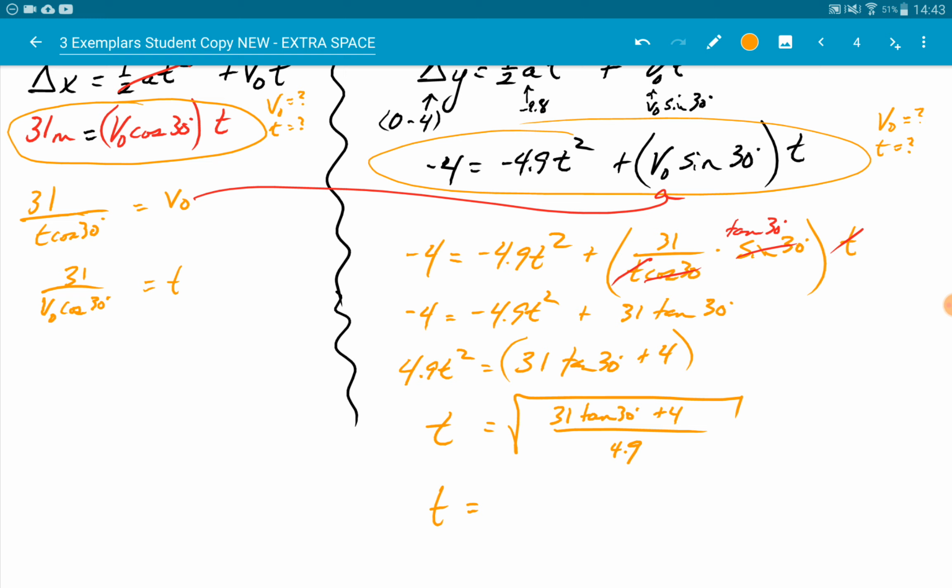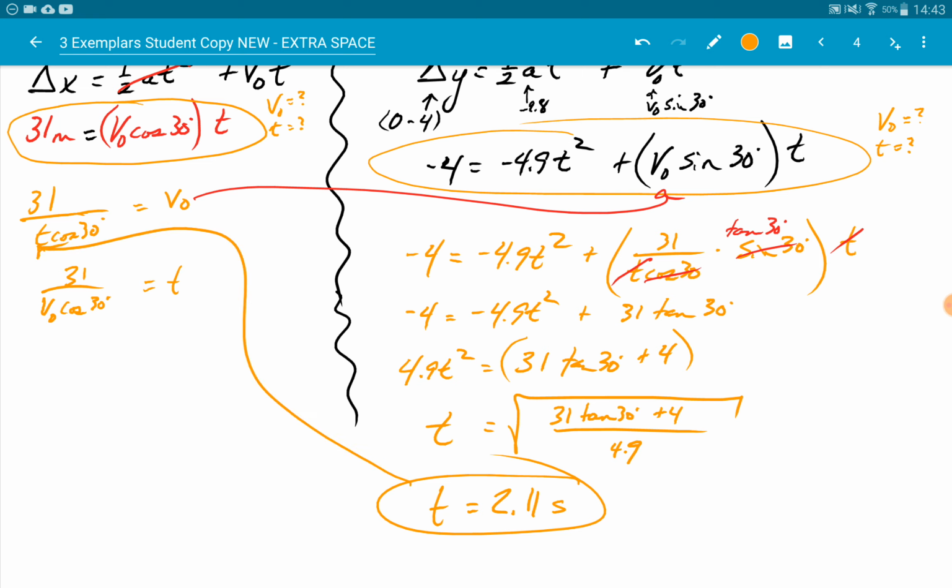So then I just punch it in there. Make sure you got parentheses around everything that needs to have parentheses. Make sure you're in degrees when you need to be in degrees. So that numerator needs to be in parentheses there, divided by 4.9, and my parentheses. And I get a time of 2.11 seconds. So that's the time. But did I want to know that? No, I didn't, but I sure can go find the velocity now.